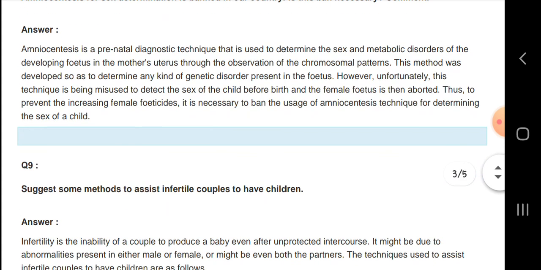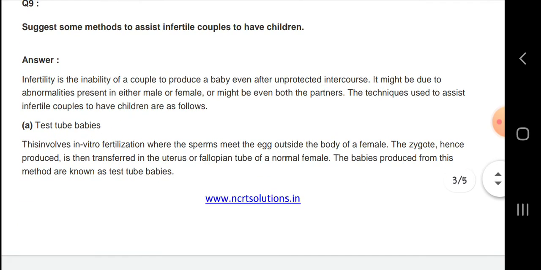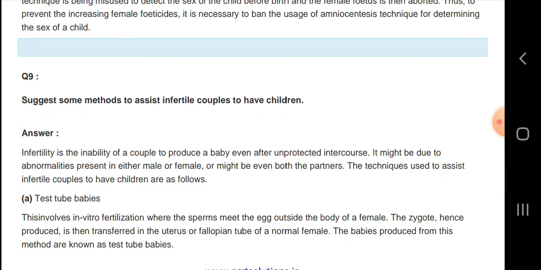Next, amniocentesis for sex determination is banned in our country. Is the ban necessary? Amniocentesis is a prenatal diagnostic technique that is used to determine the sex and metabolic disorders of the developing fetus in the mother's uterus through the observation of chromosomal pattern. This method was developed so as to determine any kind of genetic disorder present in the fetus. However, unfortunately, this technique is being misused to detect the sex of the child before birth, and the female fetus is then aborted. Thus, to prevent the increased female foeticides, it is necessary to ban the usage of the amniocentesis technique for determining the sex of the child.